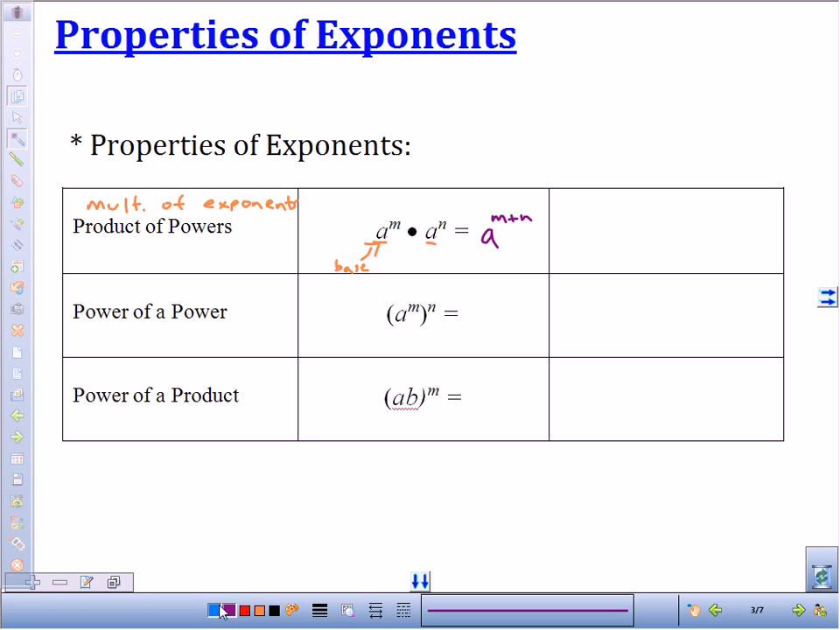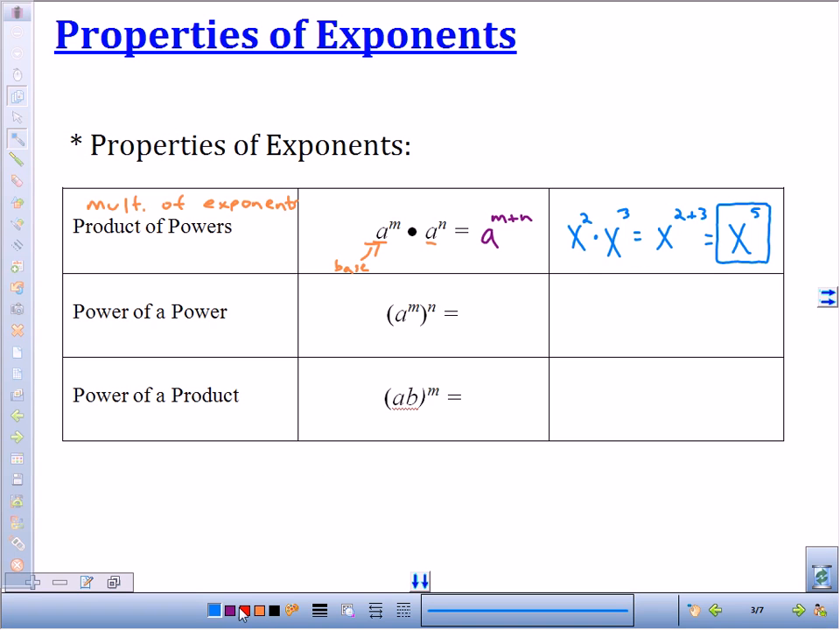And if we see an example here, it would look like this. If I had x squared times x to the 3rd, that would be x to the 2 plus 3, which equals x to the 5th. Now, of course, I don't have to write this step out every single time. Once I've got the idea, I can just jump right to it.